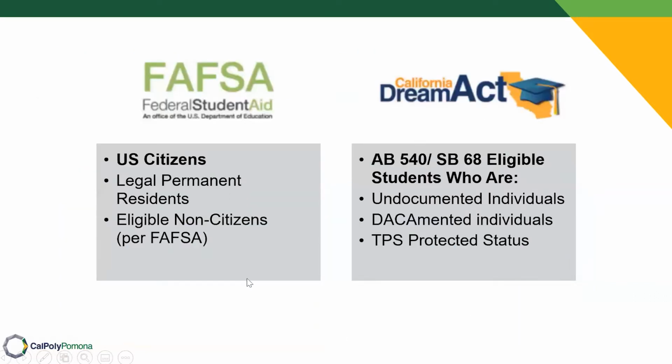This is just another quick review, especially to clarify AB 540 and who might qualify for the DREAM Act. The FAFSA, as we said, is for US citizens, legal permanent residents, and eligible non-citizens per the criteria identified on the FAFSA. For DREAM Act students, it's the AB 540 students, undocumented individuals, students who have DACA status, so documented individuals, and then students who have TPS protected status.